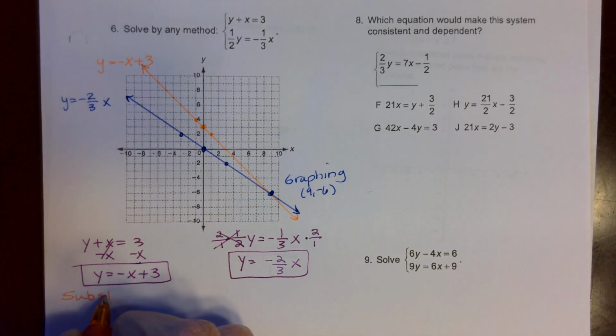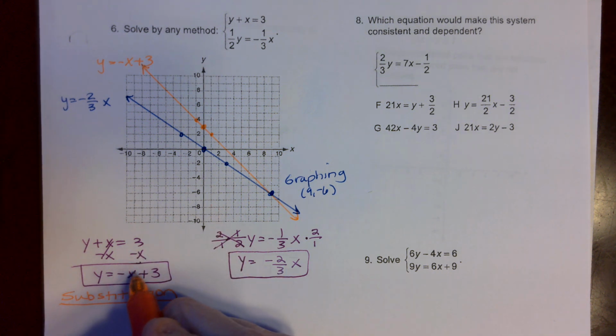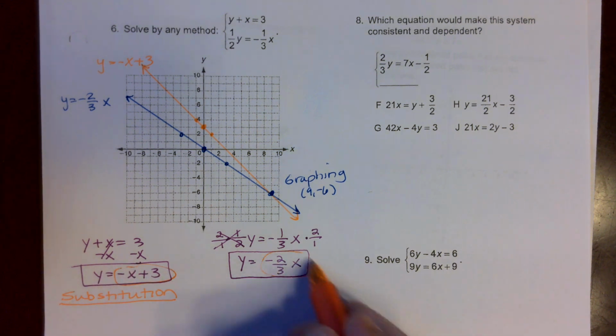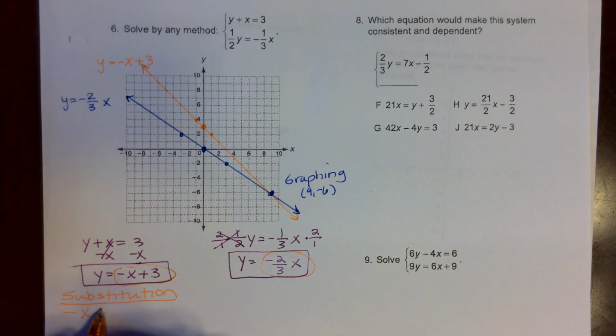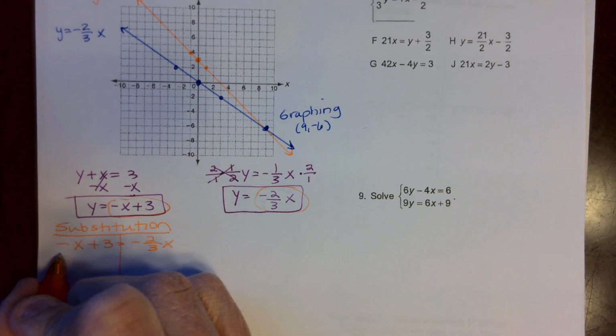Substitution, you're putting it in for the other. So since I already solved this, y is equal to this and y is equal to this, I'm going to then just set these equal to each other, like that. Negative x plus 3 equals negative 2/3 x. Draw my line. Need to get my x's together. So I'm going to add x here.